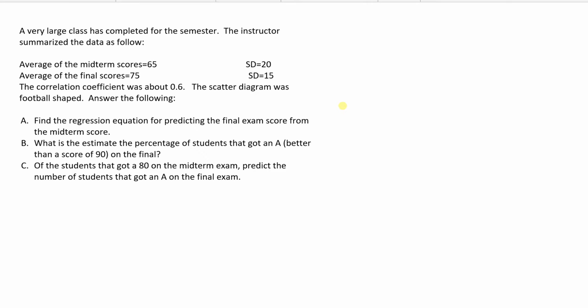In this video, we will be finding the regression equation for the following situation. A very large class has completed for the semester. The instructor summarized the data as follows. The average of the midterm scores was 65, the standard deviation was 20. The average of the final scores was 75, and the standard deviation was 15. The correlation coefficient was 0.6.